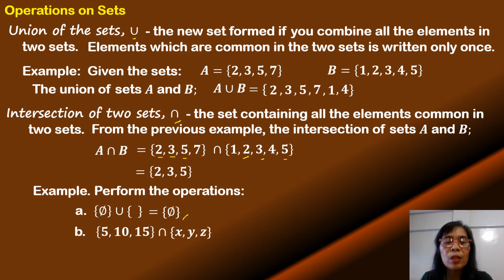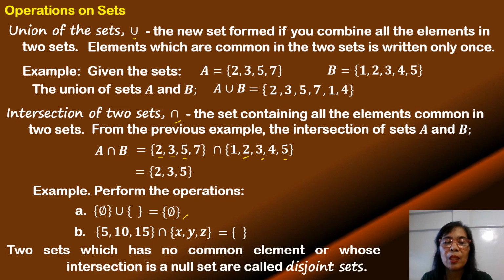The set containing the elements 5, 10, and 15 intersection then the set containing the elements x, y, and z. So in this statement, we are required to find the set containing the elements common to the two sets. And since there is none, their intersection is an empty set. Okay, so two sets which have no common element or whose intersection is a null set are called disjoint sets. So in the second example, these two sets are disjoint sets.